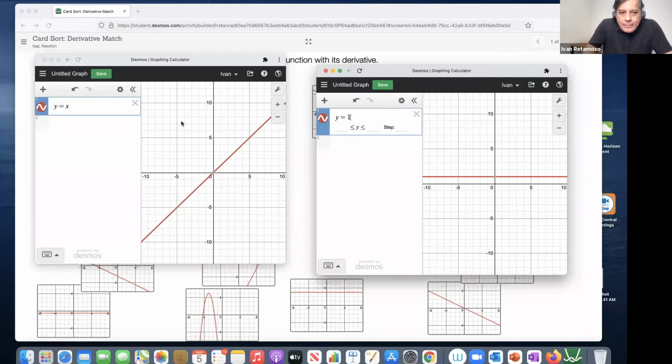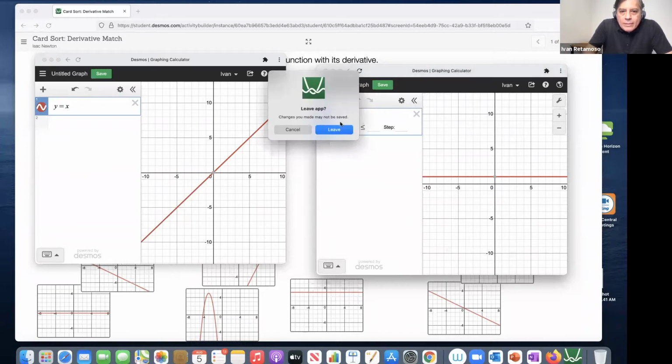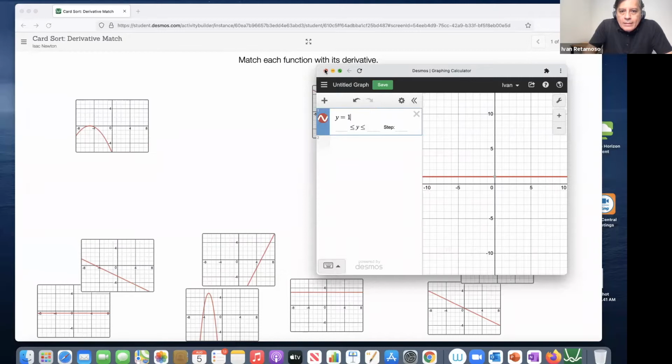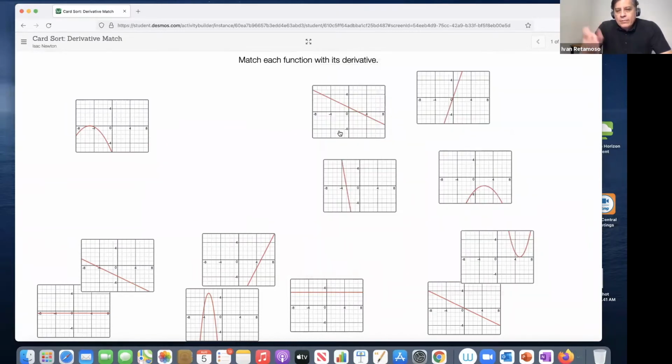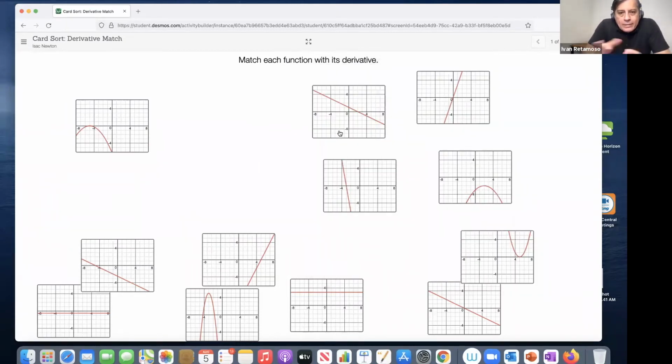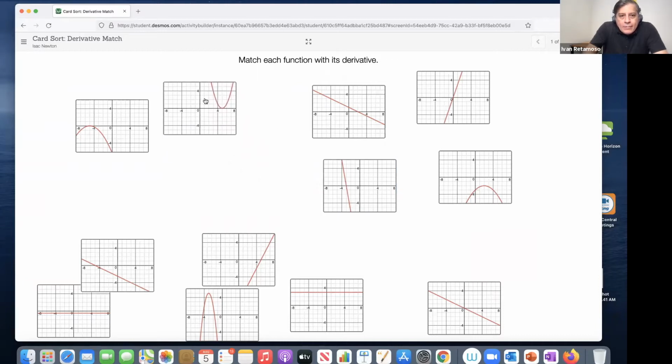Okay? All right, I think this is enough for this challenge. So we should be able to pair up. Let's close here. And this part will help us also in future lectures. Okay, so let's start pairing. For example, I can pick a parabola, and I know that the derivative of a parabola, a quadratic function, is a linear function. So let's say I pick this parabola.